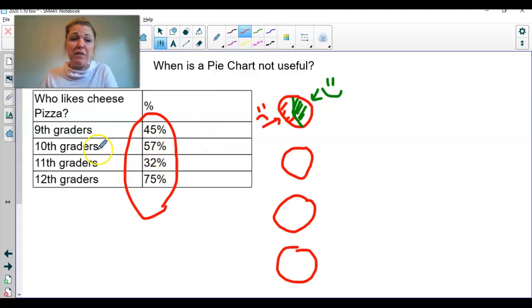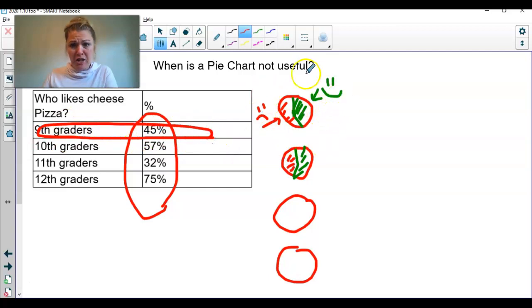And again, I could do it for the 10th graders. 57% of them like cheese pizza. So you can imagine it being something like this. And then this represents the people who don't. So the wholes are all of the 9th graders. So that pie chart is out of a whole and it shows who likes it and who doesn't. So there are times when a pie chart is not useful.